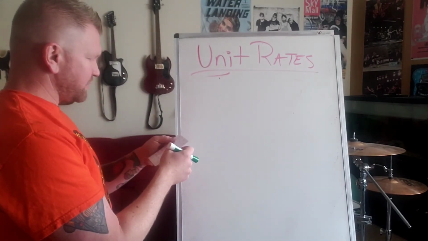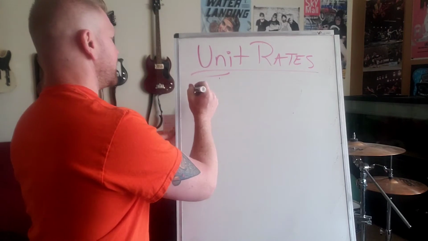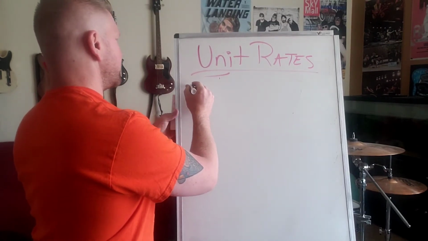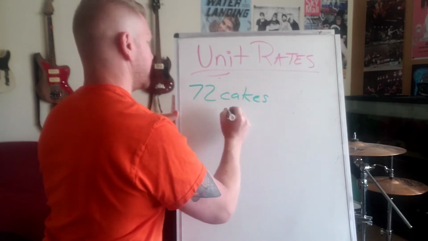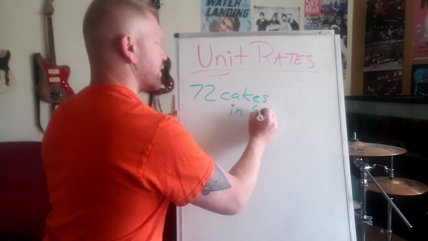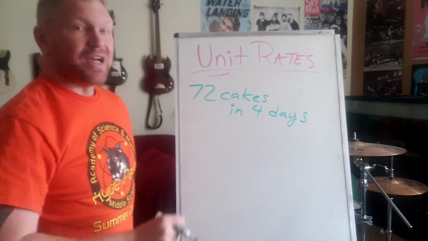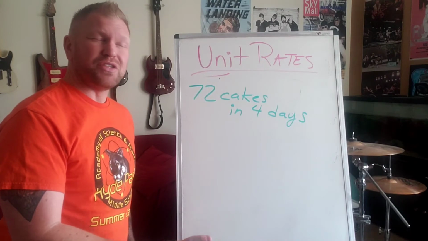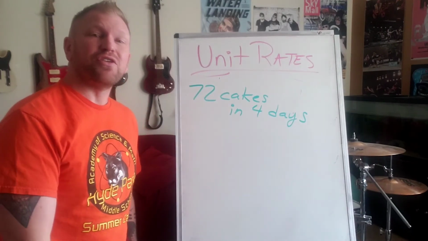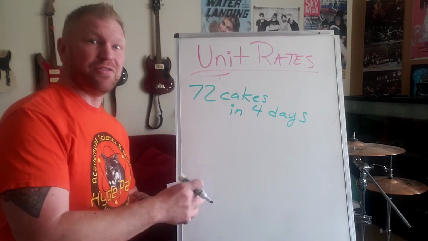All right, next example. There was a baker, and the baker sold 72 cakes in 4 days. Now, in the second to last quiz, some people got kind of confused with ratios, because sometimes they would give you the information out of order, but they would ask for it in a different order.